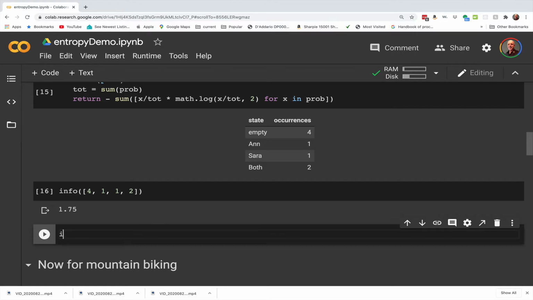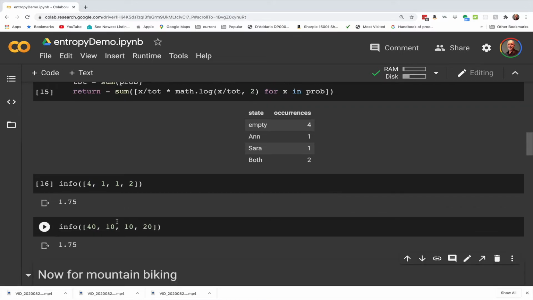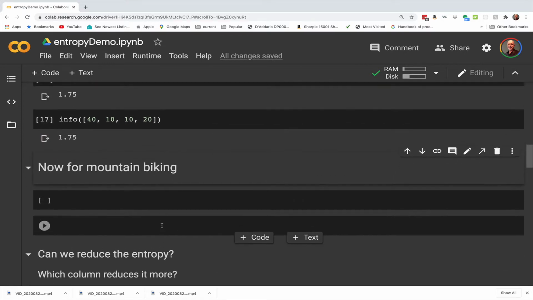And keep in mind, it's just the probabilities, not the raw numbers. So if I had 40 occurrences of the house being empty, 10 where Anne was there, 10 where Sarah was there, and 20 times both were there, it's the same number of bits, right? So it's just the probabilities, not the raw numbers. All right, so now let's look at that mountain biking example.